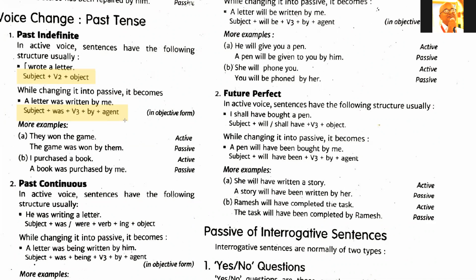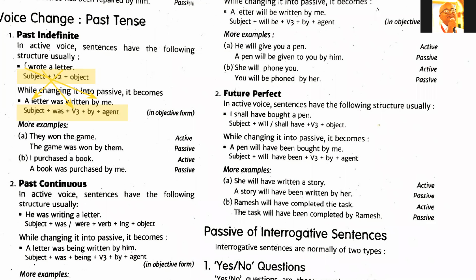Like here in this case, the object becomes subject. So it would be a letter. Okay, we shall say a letter. Object becomes the subject. And then was, because letter is singular. Was. Then V3, write, wrote, written. Wrote becomes written. Then the subject is I. I becomes by me. So a letter was written by me.